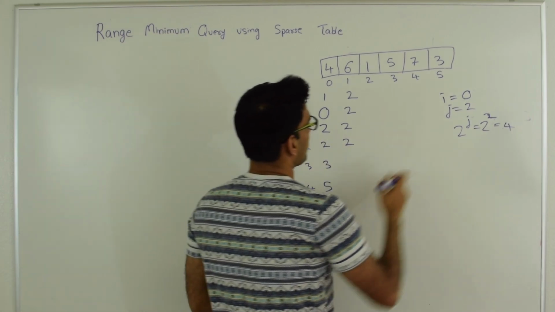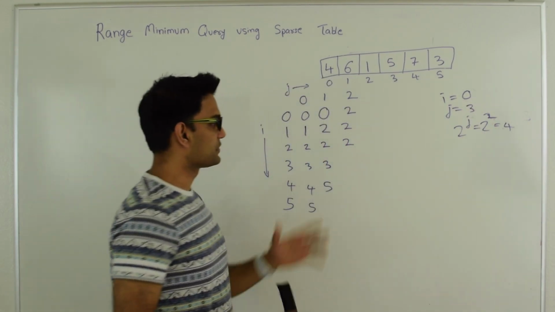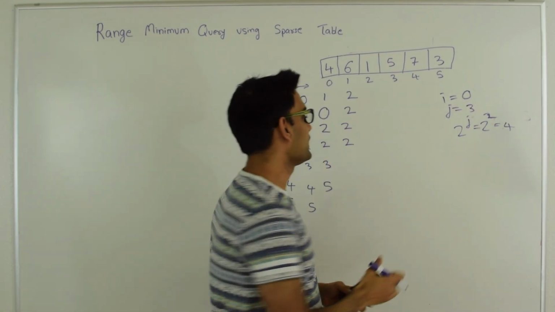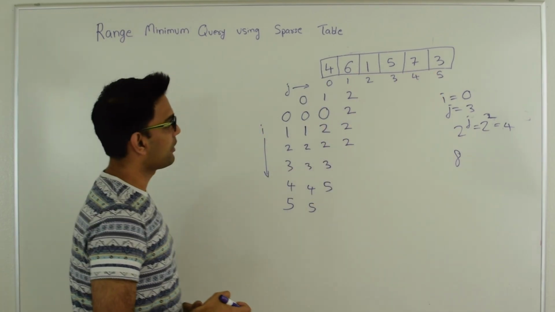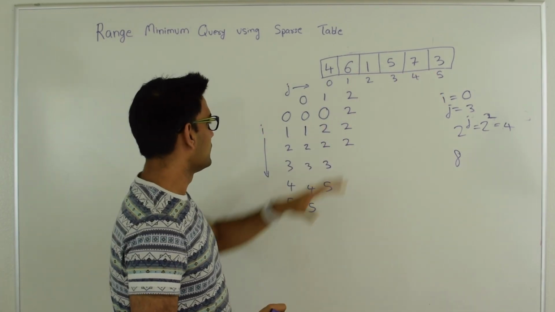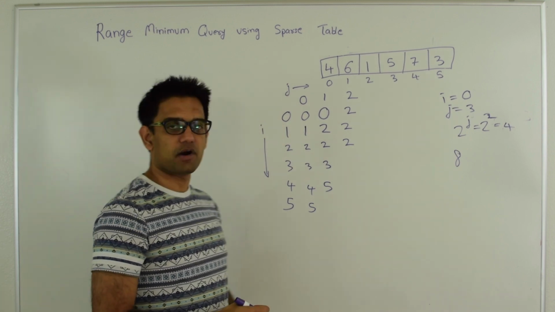Now our j becomes 3. As soon as j becomes 3, 2 raised to 3 is 8, and we don't have 8 elements in our array, so we are done. So this is how we built our sparse table.